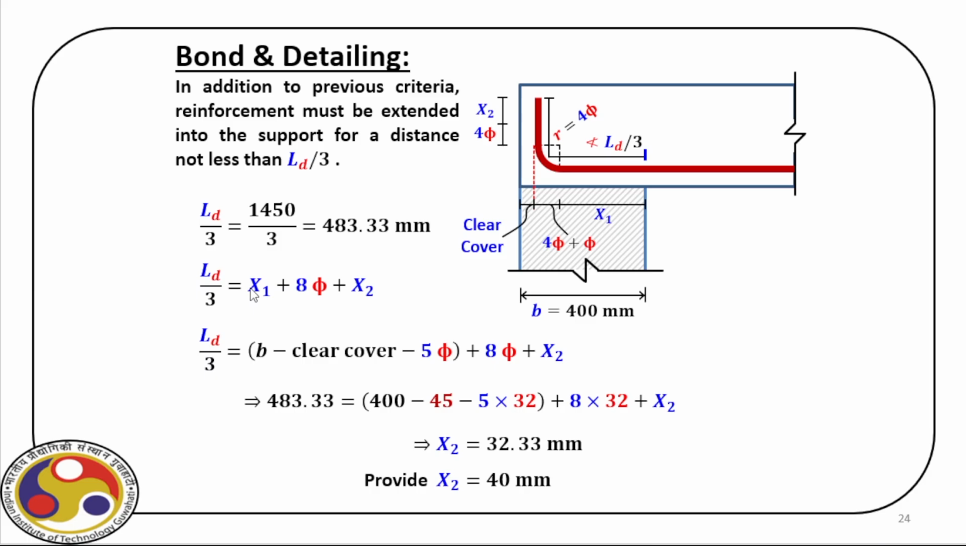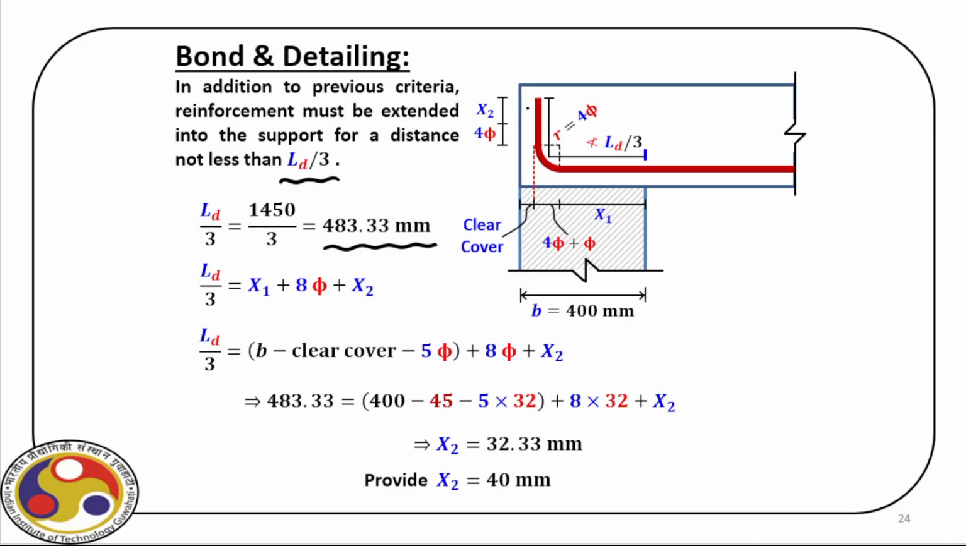So you can see for this curtailment, we can actually provide the scheme of curtailing two 32 diameter bars. Now you can see the arrangement of bars at the end. So in addition to previous criteria, reinforcement must extend into the support for a distance of LD by 3, that is not less than this distance. So how do you provide? LD by 3 is 483.33 millimeter.